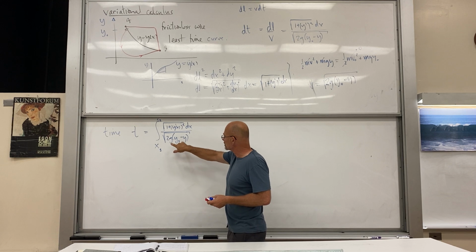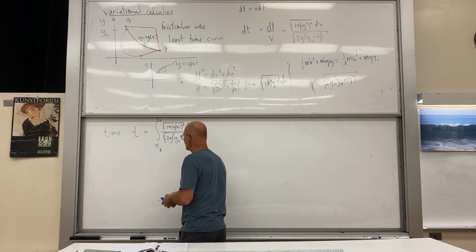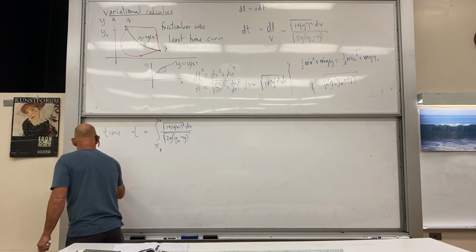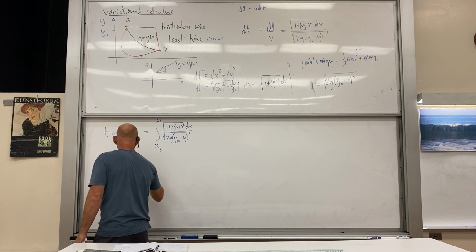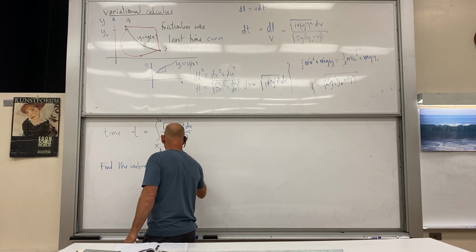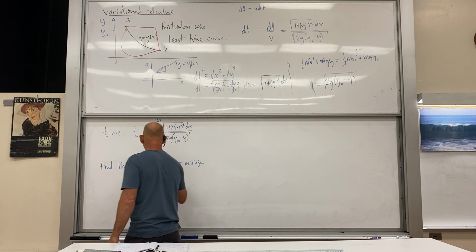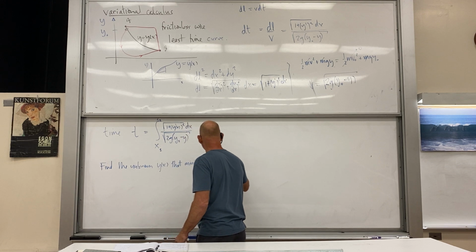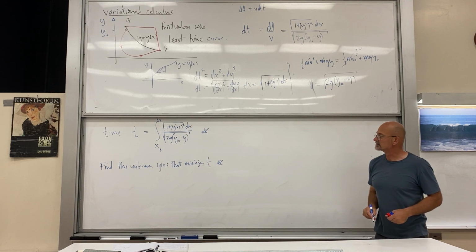Okay. So there we have the problem formulated, and how do we find the unknown function? The unknown function that will minimize this time. So find the unknown y of x that minimizes the integral right here. Okay, that's pretty nice.